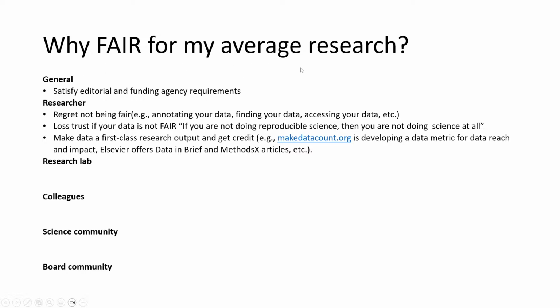And then a Method X article, that would be another paper that you publish, which will describe your method in detail and show other figures and intermediate steps that will not be shown in the main article. So that could also be another advantage to you. This project, for example, they are developing data metrics for data research and impact.